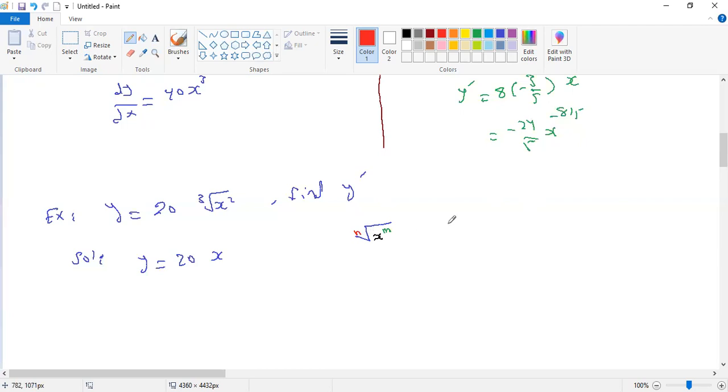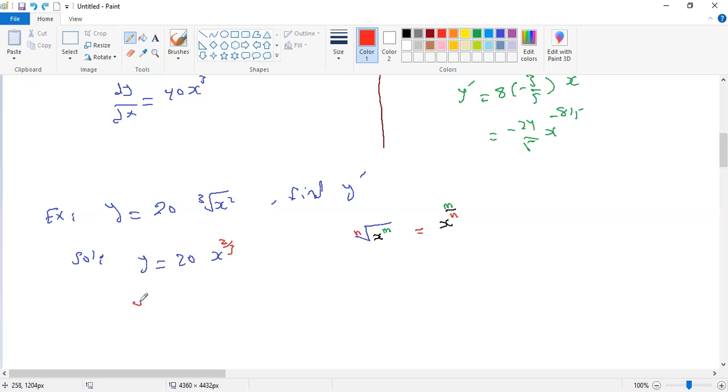So this can be written as a rational power. How to write a rational power? X raised to m over n. So in this one, m is 2 and n is 3. This is the first step. Now it is equivalent, but the radical root is converted to a rational power.